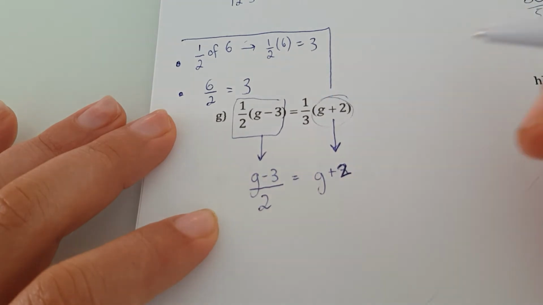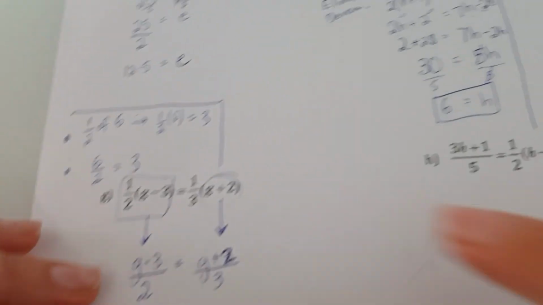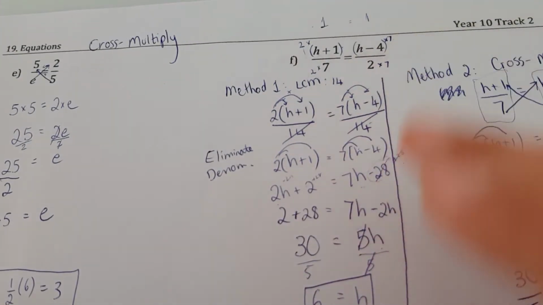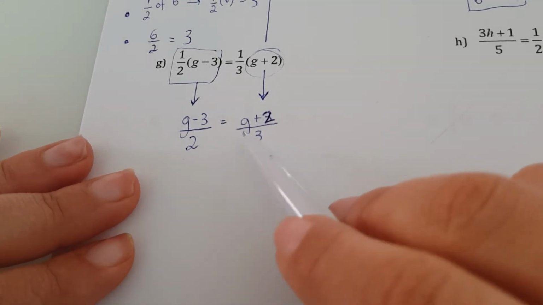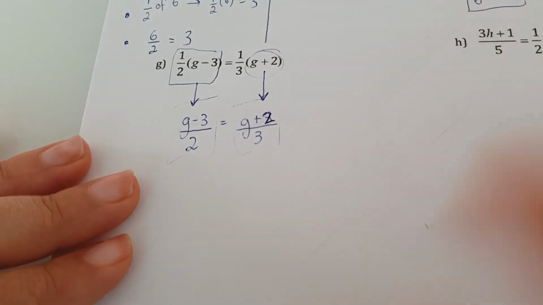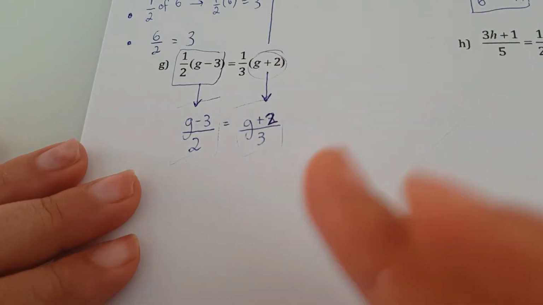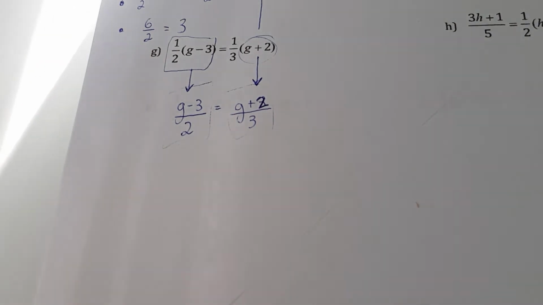On the denominator, which is 3. And now you have a question which is exactly like the one we did before. (g minus 3)/2 equals (g plus 2)/3. So I have one fraction equal to one fraction. Use whichever method you want, whether it's the LCM or the cross multiply, and you have 2 minutes to try it out.